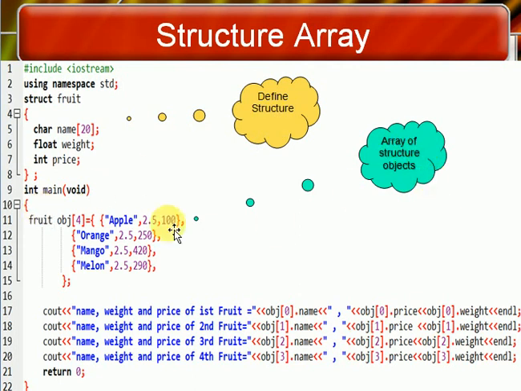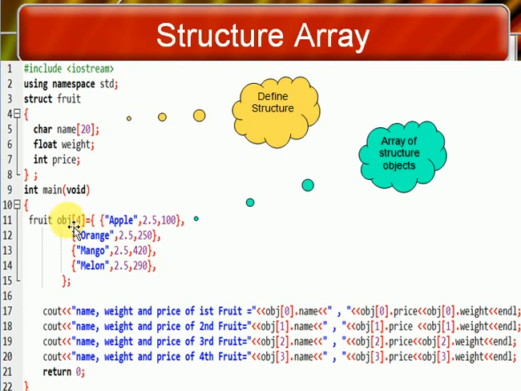Now in the main function, array of objects of the structure: fruit obj of 4. So it's an array of objects of the structure named fruit. That array is initialized with values. Since the structure contains 3 members, the first one is name, that is apple, the second one is weight, that is 2.5, the third one is price, that is 100, that is obj of 0. Then for obj of 1, the name of the fruit is orange, with its weight and price. Then for obj of 2, meaning the third object, the name of the fruit is mango, with weight and price. Then obj of 3, meaning the fourth object, the name of the fruit is melon, with its weight and price.